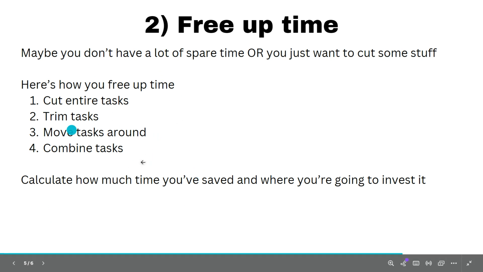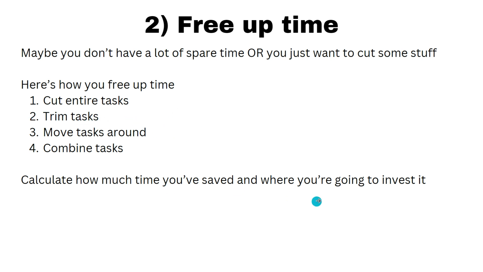Basically look at this list and think about ways you can do stuff. The most probable thing is probably trimming tasks. That's probably the easiest to implement. But you can actually save a lot of time and you can add that to your free time and then decide where you're going to invest it. Maybe it's language learning. Who knows?